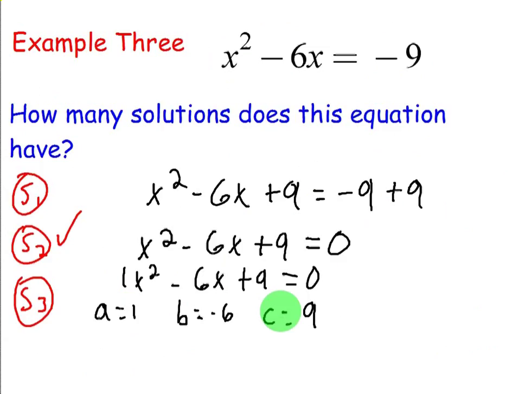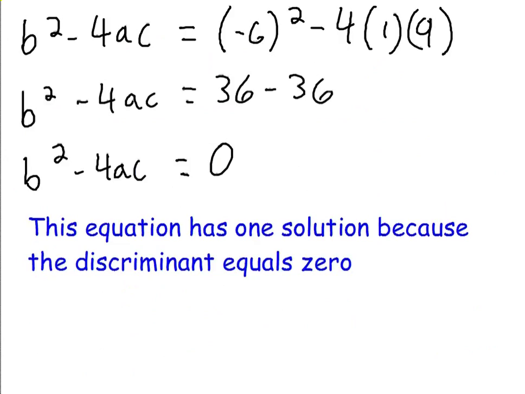So we're going to plug this into b squared minus 4ac. b is negative 6, so put negative 6 there. a is 1, c is 9. All right, so negative 6 squared is 36. Subtracting 4 times 1 times 9, which is 36, we get 0 back. So this equation has one solution because the discriminant equals 0.